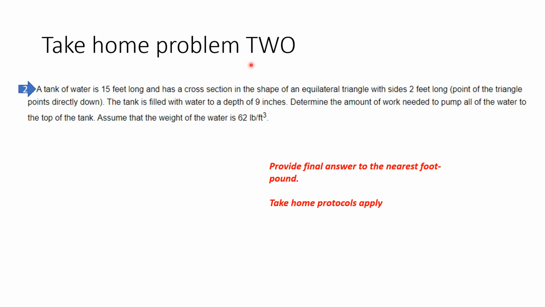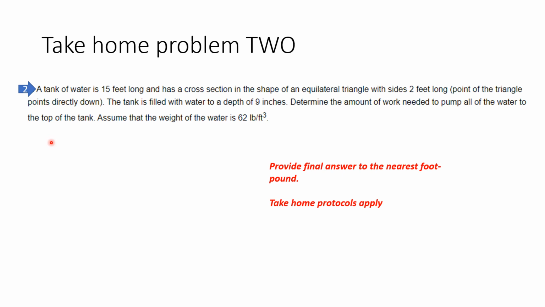But here we have a take-home problem, number 2. So we have a tank of water is 15 feet long and has a cross-section in the shape of an equilateral triangle with 2 feet long sides, and the point of the triangle is pointing downward. You want to spend a little bit of time sketching this and thinking about what this tank would look like. The tank is filled with water to a depth of 9 inches.